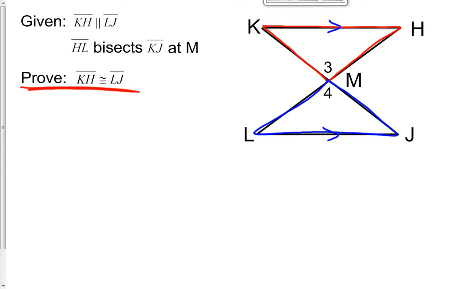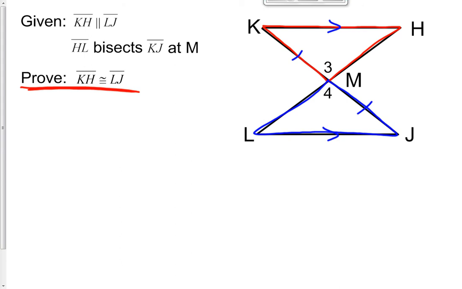And HL, that segment bisects segment KJ at M. So if it bisects it, if HL is the bisector, that means that KJ is split into two congruent pieces. M would be the midpoint of KJ. So now we know that KM is congruent to MJ.